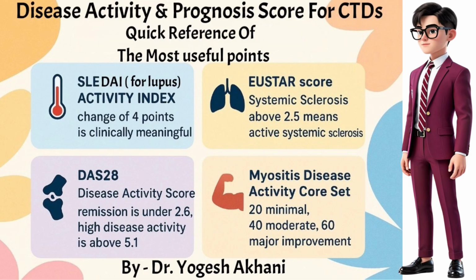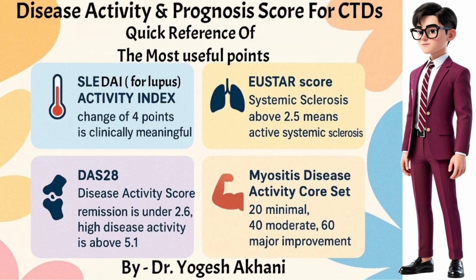For rheumatoid arthritis and overlap, next is DAS28, the disease activity score for 28 joints. It combines tender joint count, swollen joint count, ESR or CRP, and the patient's own global score. The formula may look complicated, but online calculators make it quick.